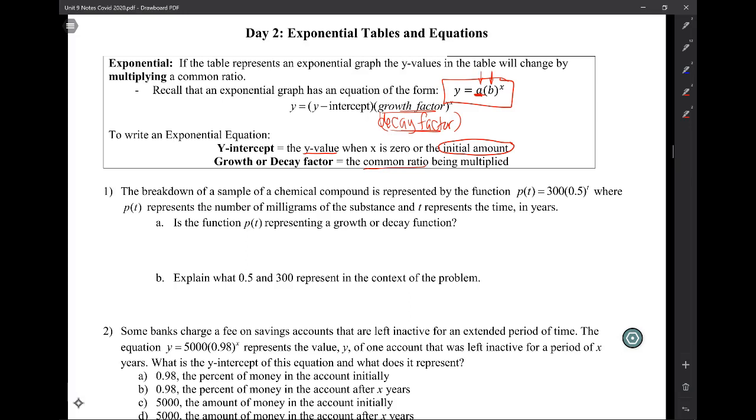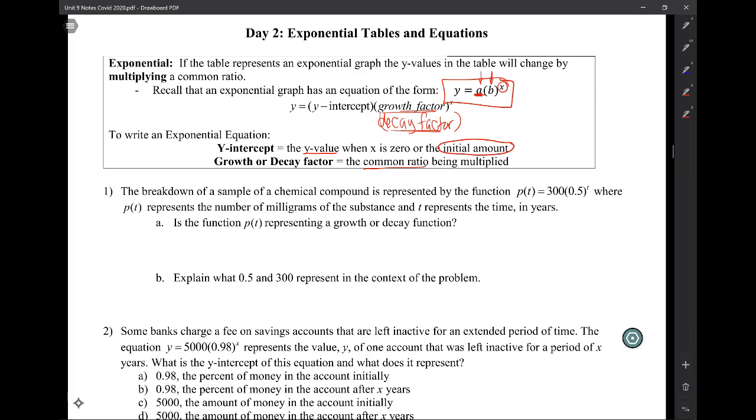So whatever you multiply by to either grow your function or decrease your function, that's going to be the base of your exponent. And then obviously don't forget to throw the little x in the exponent because that's what makes it an equation. Now, we're not always going to use an x. Sometimes it'll be a t if we're representing time and things like that. So let's take a look at number 1.